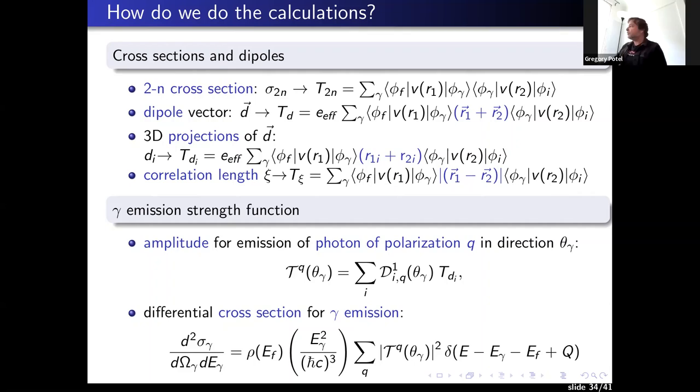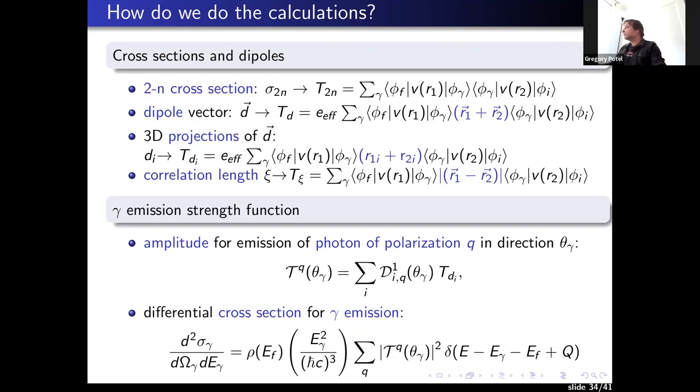The fact is that with those elementary amplitudes, we can compute the gamma emission strength function. And this is the lower part of the slide, and this is just electromagnetism, right? That tells you the amplitude for emitting a photon of polarization Q at a direction theta gamma as a function of those T that I have defined before. Those weird Ds that I have here are just Wigner matrices. And you can compute the angular distribution and the polarization of the emitted gamma. And if you look at the last equation here, this is just the gamma strength function, so the probability of seeing one of those Josephson gammas at a specific energy.